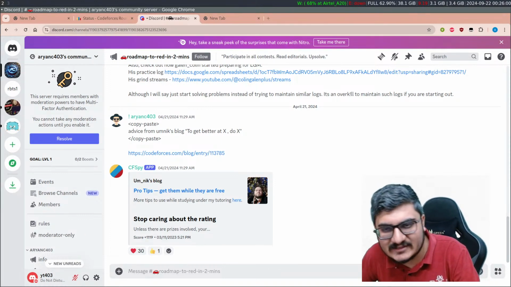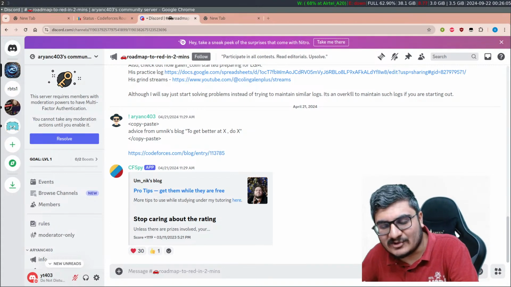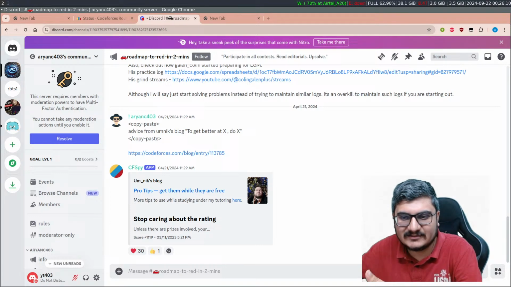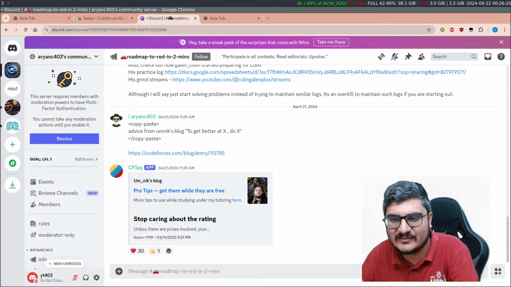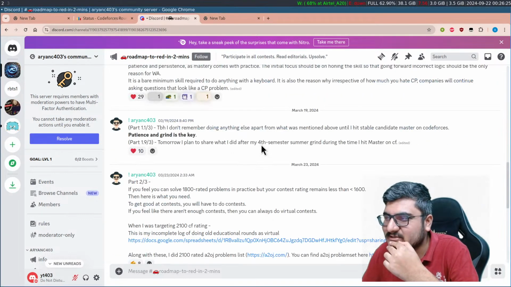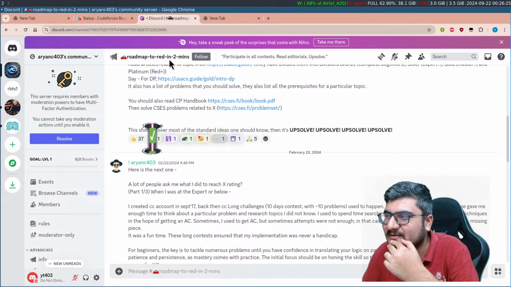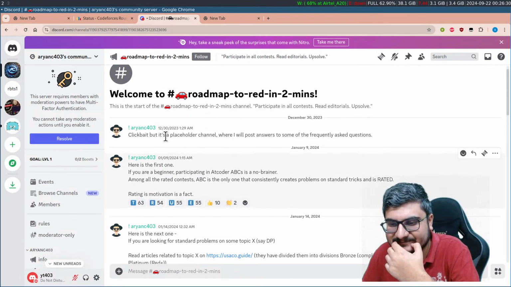Okay, negative distance in Dijkstra. Generally in C++, what we have is a max priority queue. So either I write a custom function so that the value at the top is the minimum value, because in Dijkstra we need the minimum distance, right? Or what I do is just multiply all distances by -1. So the maximum value multiplied by -1 would in fact be the minimum value. For anything for complete beginners, you can just check the Discord server. There is a channel, roadmap to red in 2 minutes, where I have beginner advice.